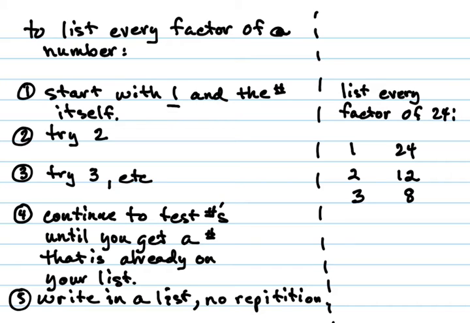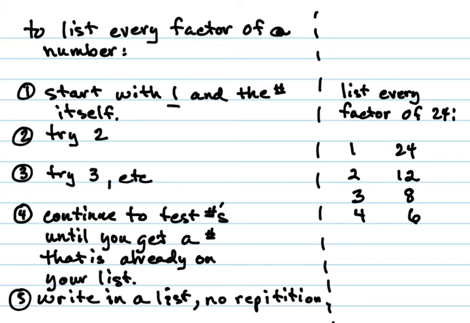Next number after 3 is 4. Will 4 go into 24? Yes. How many times? 6. 6 times. Good. Leo, what's the next number after 4? 5. But will 5 go into 24? No, so it doesn't go on our list, right? Okay, good job. Ryan, so then the next number after 5 is 6.